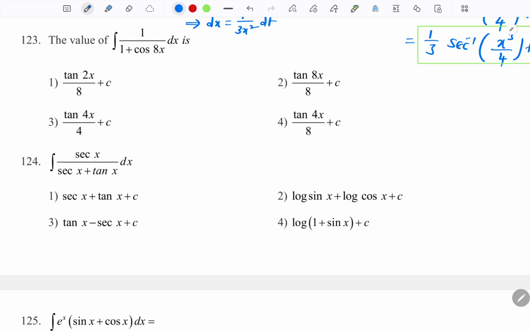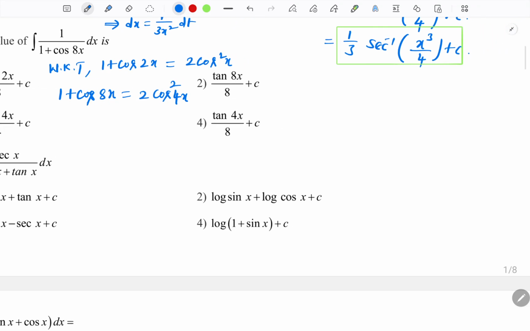We know that 1 plus cos 2x equal to 2 cos square x, right? By using this one, 1 plus cos 8x, we can write 2 cos square, how many times? That time 2 becomes 1. Now this time 8 becomes 4. 2 cos square 4x. Now by using this one, write down and then tell me the answer.